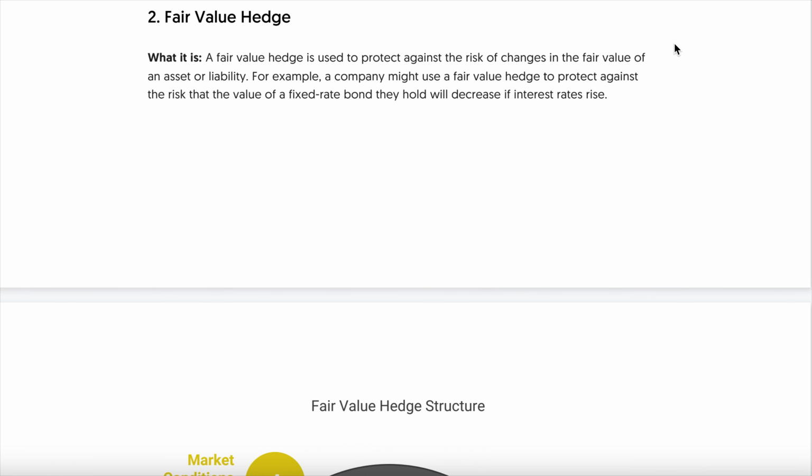If you talk about the fair value hedge, what it is, a fair value hedge is used to protect against the risk of changes in the fair value of an asset or liability. For example, a company might use a fair value hedge to protect against the risk that the value of the fixed rate bond, in this case a liability, will decrease if interest rates rise.